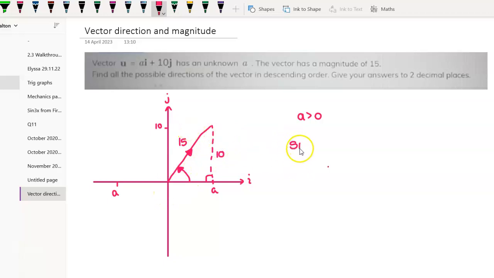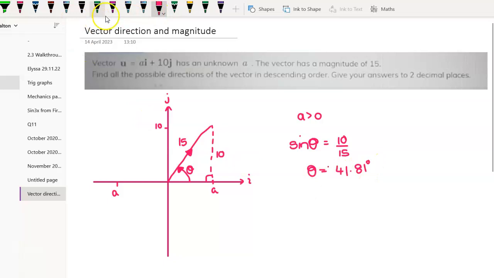So we're going to say that sine of this angle here, let's call it theta, sine of theta is equal to 10 over 15, which if you pop that in your calculator will give you theta equals the inverse sine of 10 over 15. Make sure your calculator's in degree mode. So 10 over 15, and that gives you 41.81. We want our answers to 2 decimal places, so 41.81 for that one.